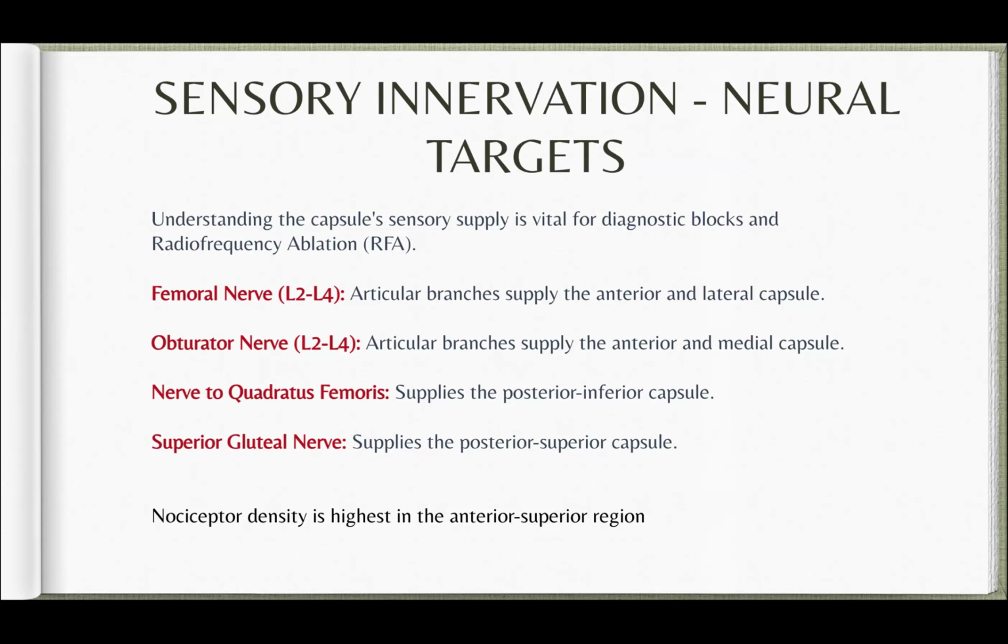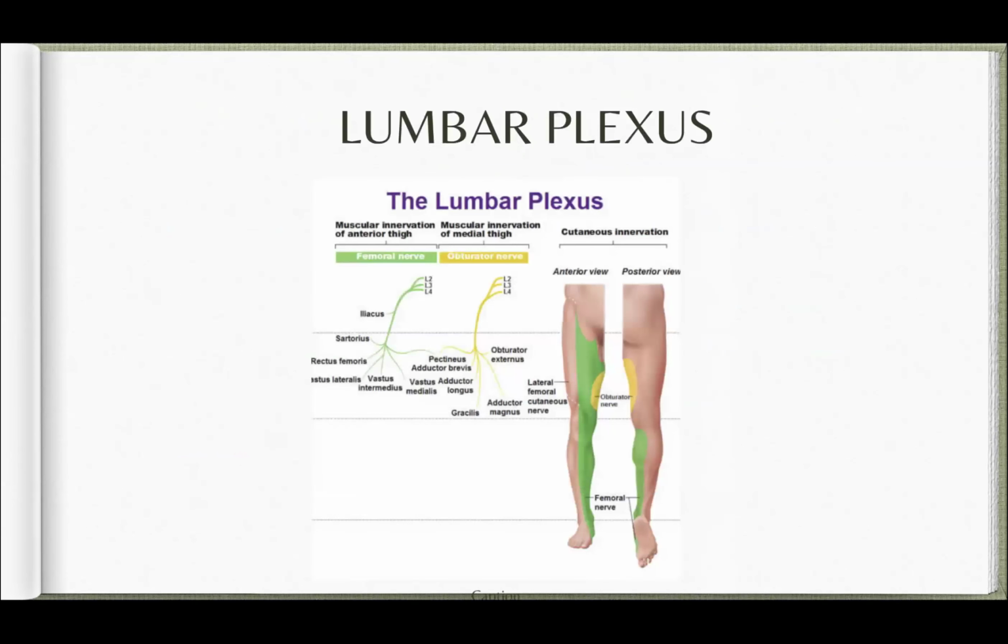Femoral nerve, which comes from the posterior rami L2, L3, L4, the articular branches supply the anterior and lateral capsule. Obturator nerve, anterior rami L2, L3, L4, the articular branches supply the anterior and medial capsule. Nerve to quadratus femoris supplies the posterior inferior capsule, and superior gluteal nerve supplies the posterior superior capsule. Nociceptor density is highest in the anterosuperior region.